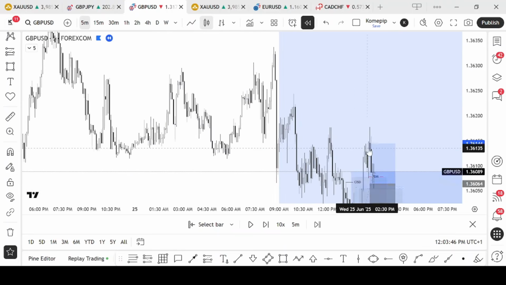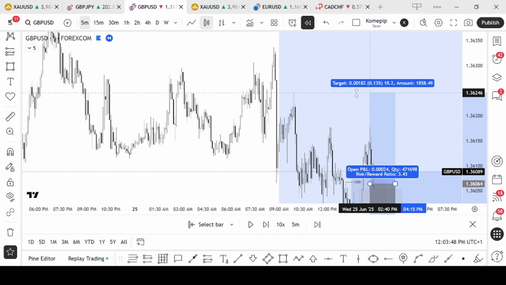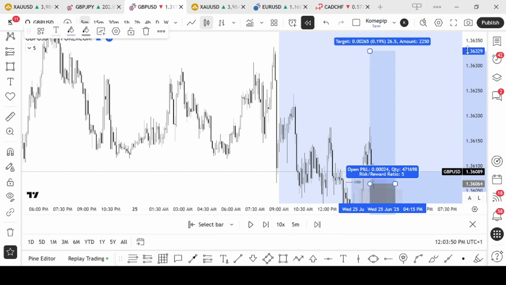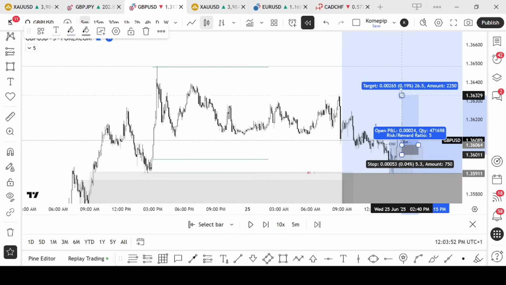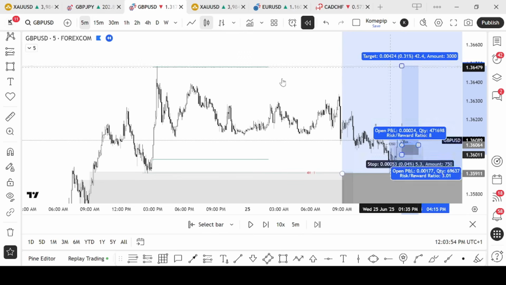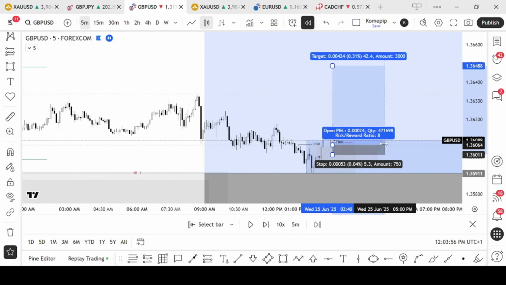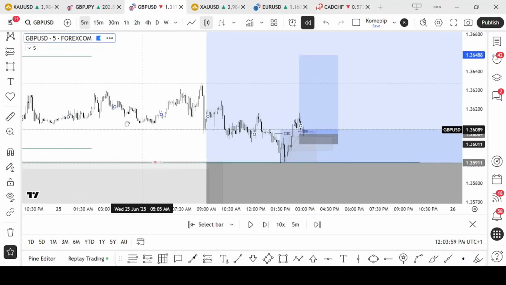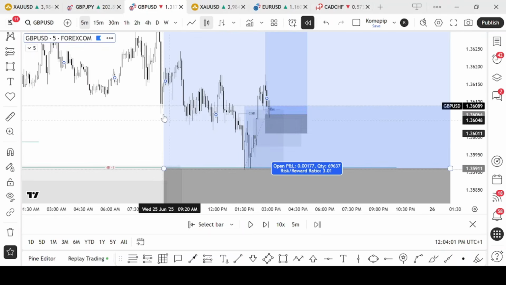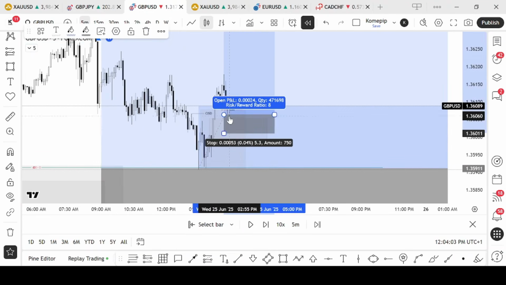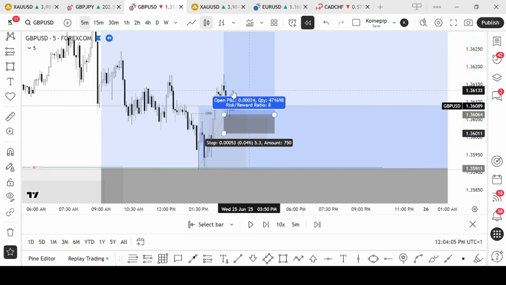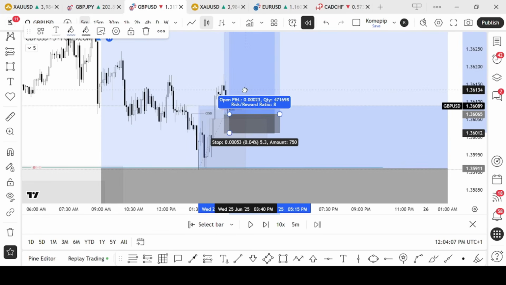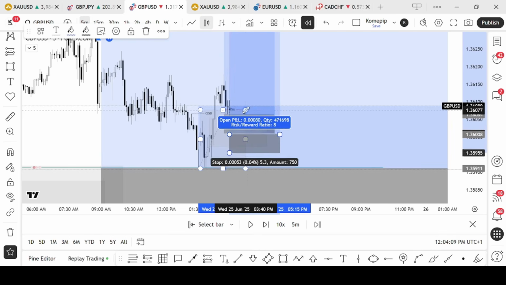So where are you targeting? You can target this high, target this high, target this high. You can target this high, target this high. Now it doesn't mean that you have to target all of those highs. All you need to do is give yourself some breathing space. So for example, I can decide to say, okay, instead of entering there alone, I'll wait for price to come tag me here.